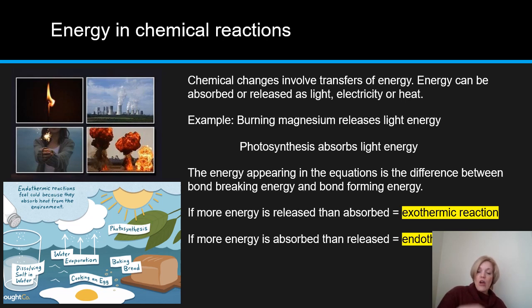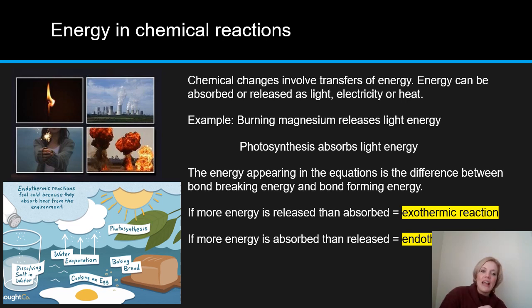All right, so in science, we speak about energy being absorbed and energy being released. So now there's a lot more energy that's being released from a chemical reaction. That's exothermic. So there's a lot of fire, explosions, there's a lot of things going on here. Whereas when more energy is absorbed than released, this is endothermic.